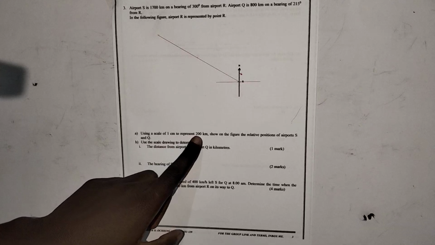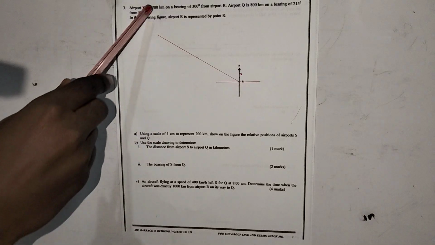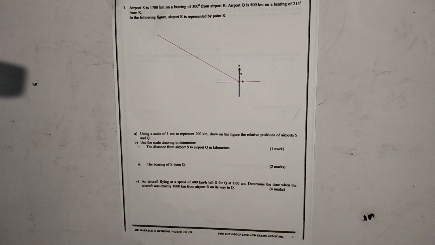But now we have been told to use a scale of 1 centimeter to represent 200 kilometers. So if 1 centimeter represents 200 kilometers, what about 1,700 kilometers? That will be 1,700 divided by 200. We get 8.5 centimeters. So using our pair of compasses, we should therefore measure 8.5 centimeters.